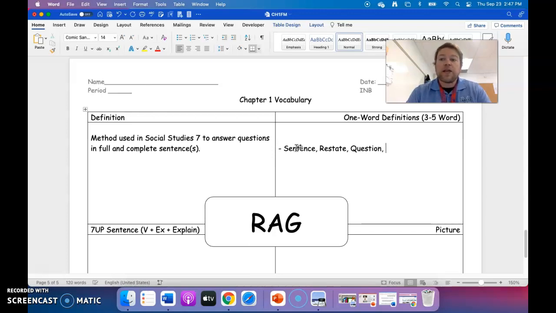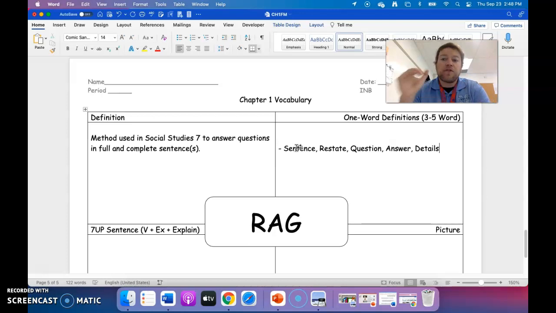Some others that came up in other classes, let's see, what else did we have? We had restate, sentence, question. We had answer as one of them. And then another one we mentioned was details. These are all things that you would mention. Some of you may have any combination of those. Some of you may have other words. Some of you may not.